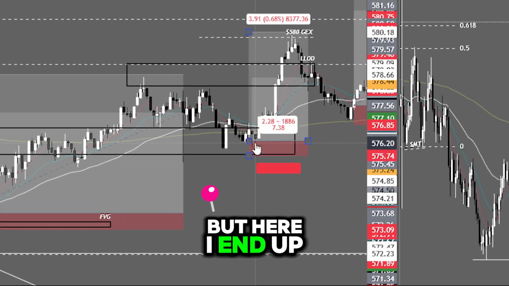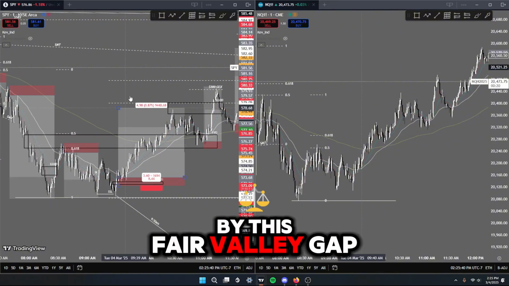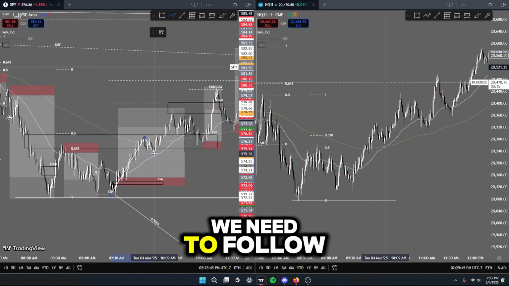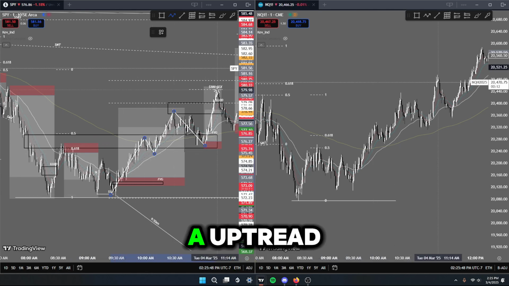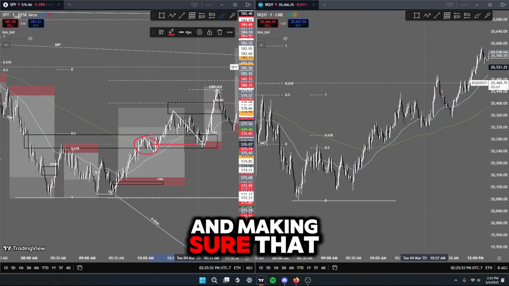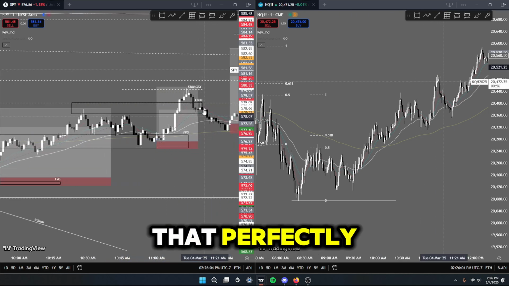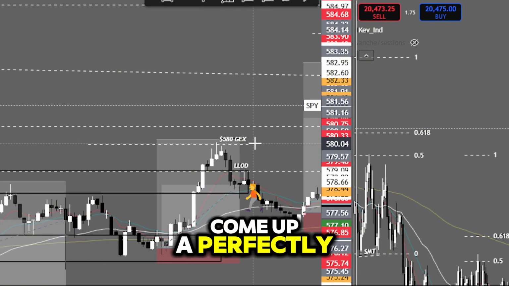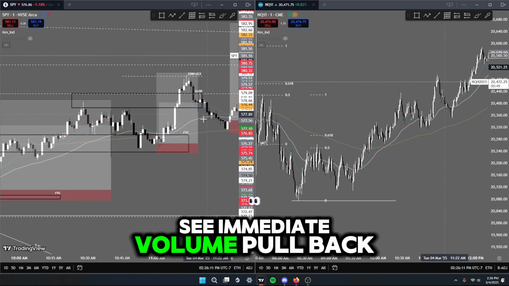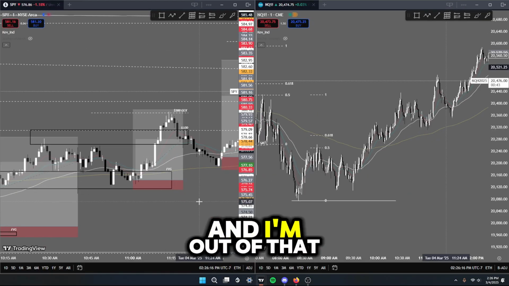But here I end up capitalizing again because I noticed that we are still being withheld by this fair value gap. And if we're going to follow that reversing structure, we need to follow the obvious rules of an uptrend, always coming back to retesting our levels and making sure that we can hold it to push even higher. As we end up doing that perfectly, I noticed that we come up perfectly to the 580 GEX, and what do we see? Immediate volume pullback. That's exactly when I decide, let's set up my LOD, gets broken through, and I'm out of that trade.